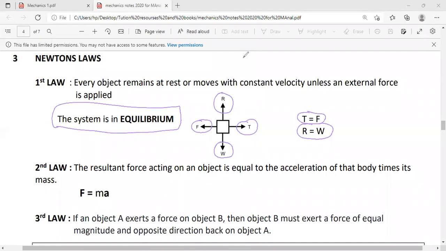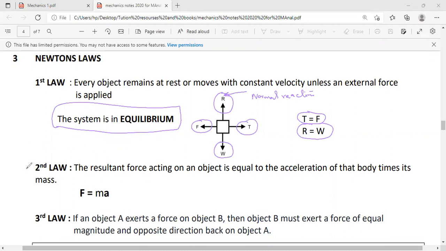Sir, R. Yes. Sir, R. Resistant. Normal reaction. R is normal reaction. Okay, sir. Normal reaction is what? Whenever we place something on the table, whatever the force, the table surface acts on it in the upward direction. This is called normal reaction.